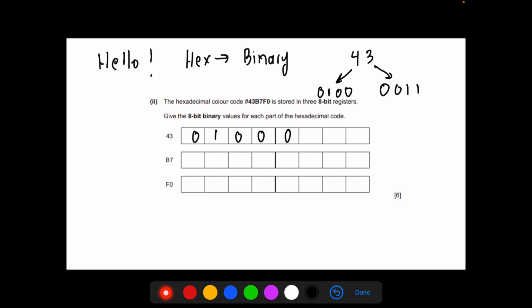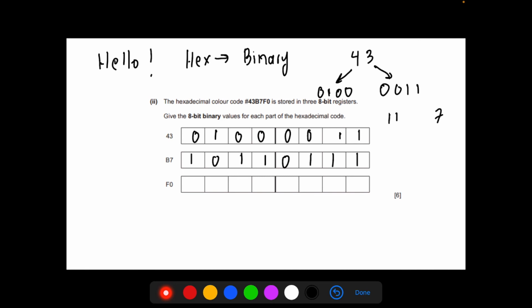And then 0, 0, 1, 1. Next we've got B7, and B is just 11 in binary, and then we've got 7. So 7 in binary is going to end up being 1, 1, 1. And then B being 11, that's going to be 1, 0, 1, 1. That's going to be 11 in binary. Yeah, 8 plus 2 plus 1.